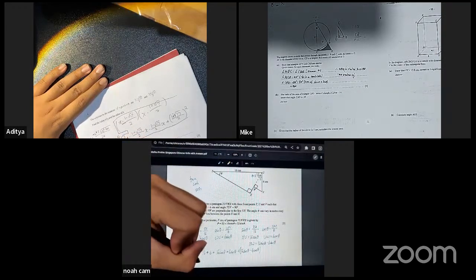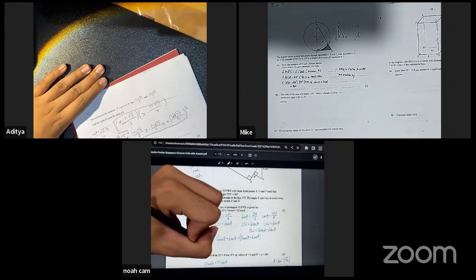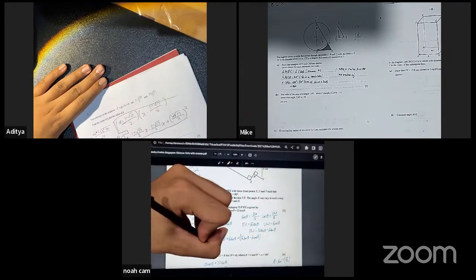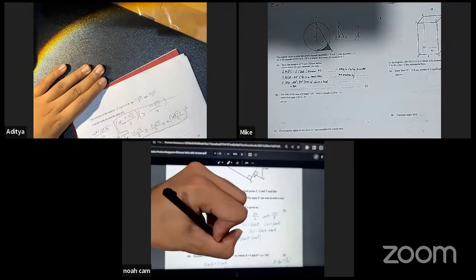CD over AD, the other triangle will be equal to, for example, CD over, wait, no, not CD. This, correspondingly, BD over CD. Right, BD over CD. At least I agree with you.